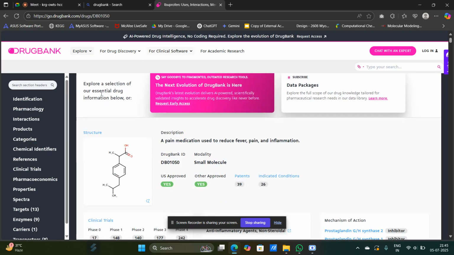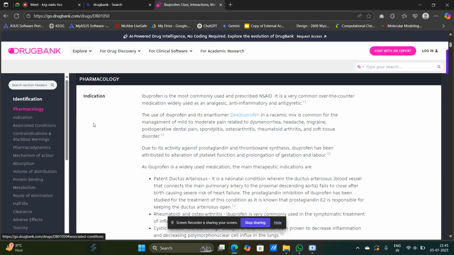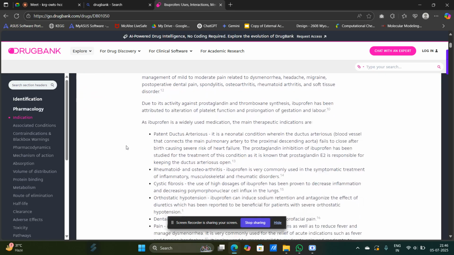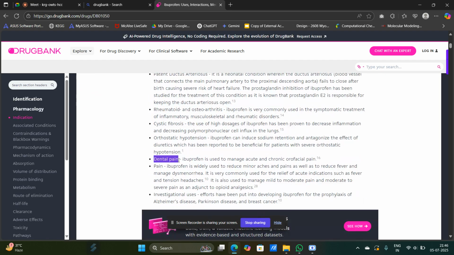Yeah, so we get this, and if you click on pharmacology, there is a section called indication. Am I correct? Now you have a whole paragraph written about the conditions for which this ibuprofen is used. Here it says dental pain. It is used to manage acute and chronic orofacial pain, the pain related to the face and mouth region, and they have specified that under dental pain.